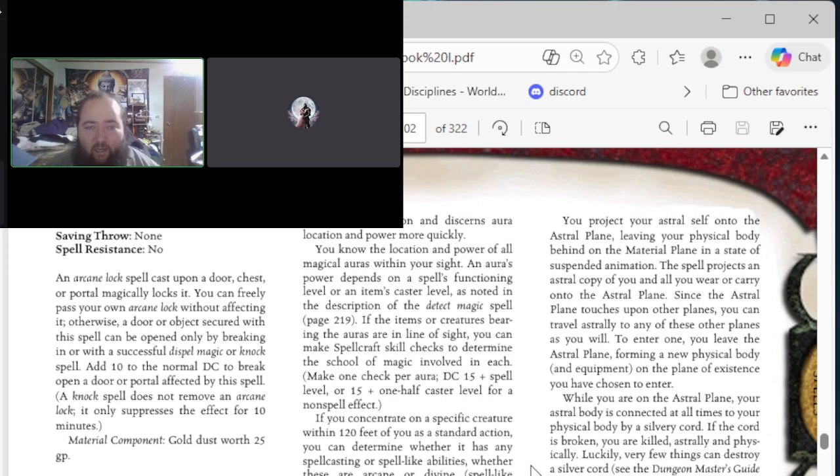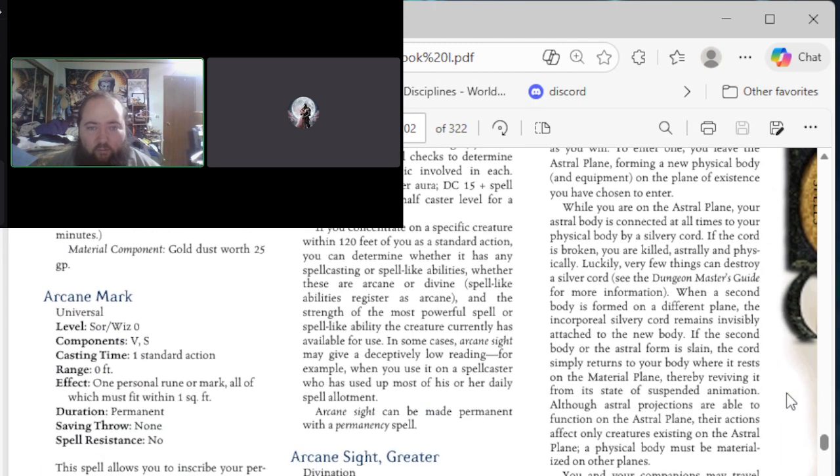The spell projects an astral copy of you and all you wear or carry onto the astral plane. Since the astral plane touches upon other planes, you can travel astrally to any of those other planes as you will. To enter one, you leave the astral plane, forming a new physical body and equipment on a plane of existence you have chosen to enter.